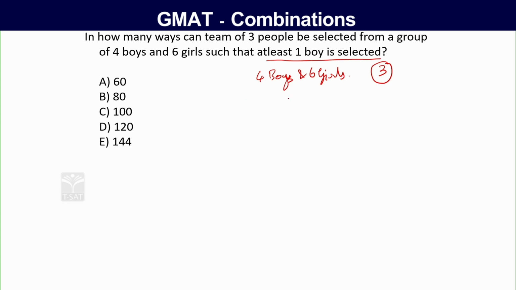So, we can either do that or a simpler way to deal with such problems is, at least one boy needs to be selected is equivalent to the total number of ways minus no boys selected.